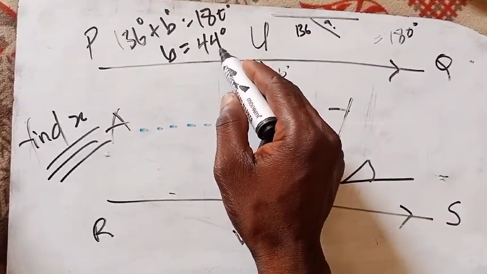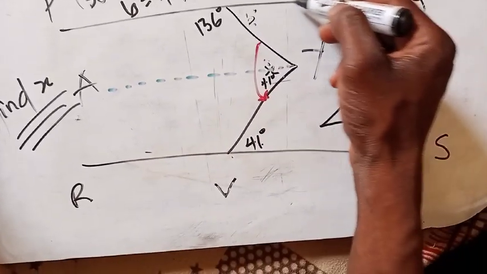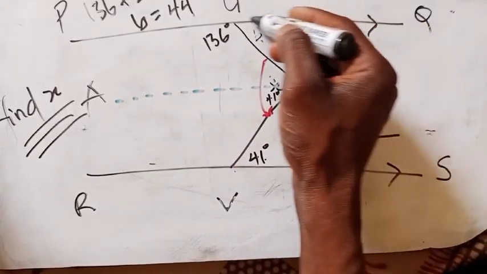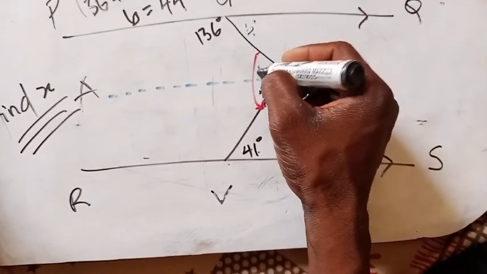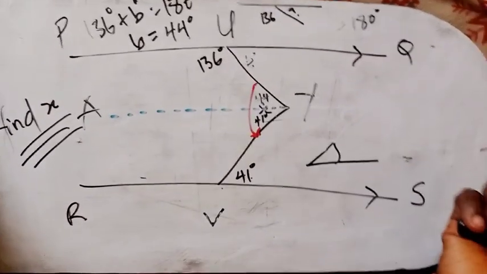So if that is 44 degrees, you can see that this guy here alternates to this guy. Obviously, can you see the Z shape, right? You can see a very nice Z shape from here, right? So here is going to be 44. Okay, so very simple and straightforward.